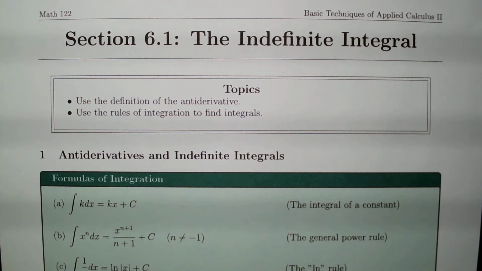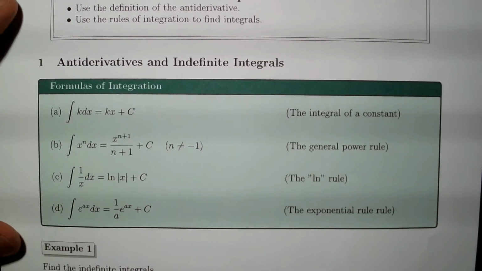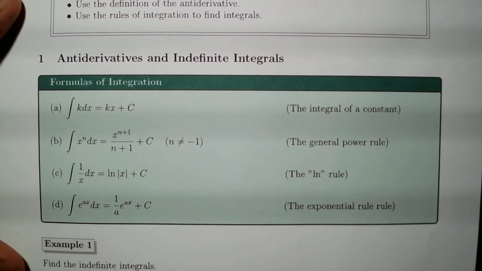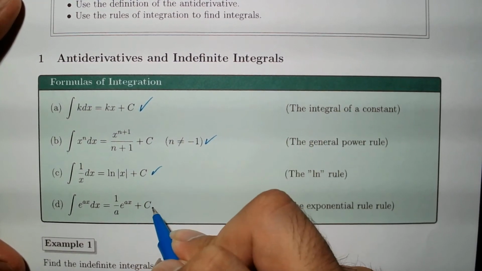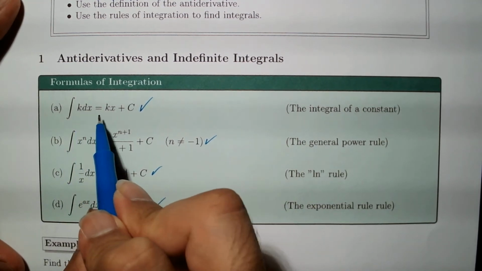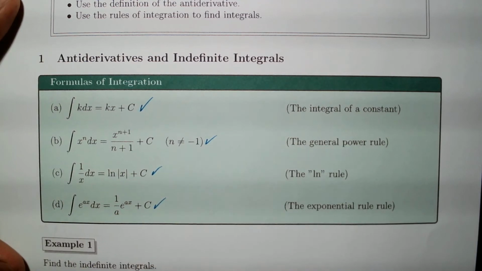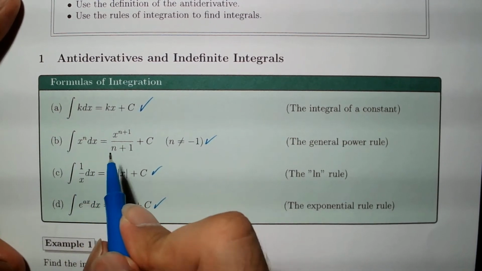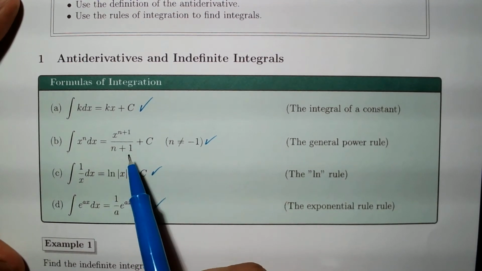Alright, so in this video we're going to go over section 6.1, the indefinite integral. The integration formulas that we are going to be using are these four basic formulas. The first one is the integral of a constant, which is going to be the constant times x plus the constant of integration, and then the usual general power rule: add 1 to the exponent and then divide by that new exponent.